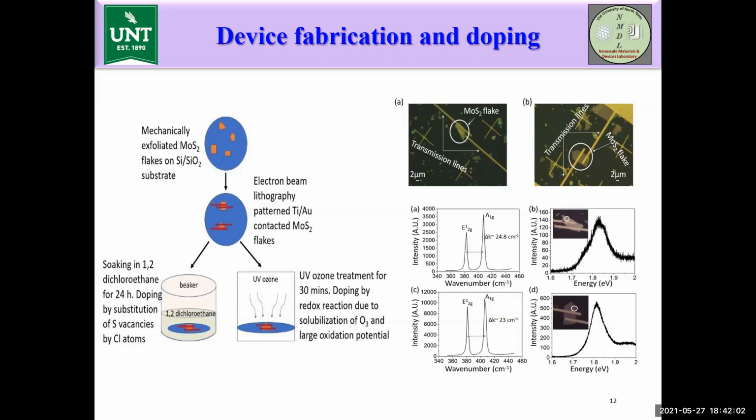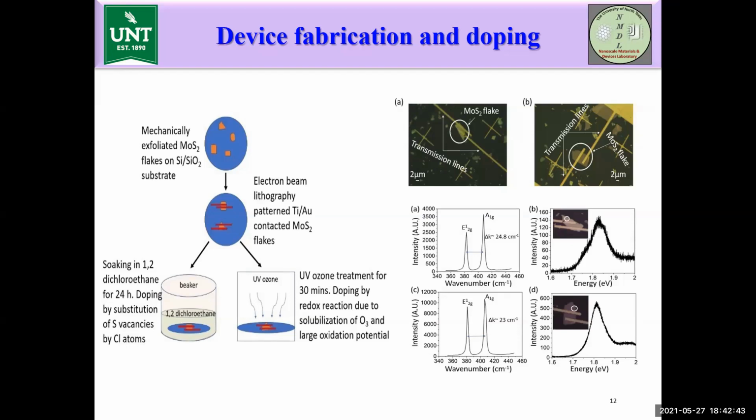when you expose it to the UV ozone, there is always some moisture present on the surface of your sample, out of the 2D materials, which facilitates absorption of O3 molecules. And once it's absorbed, it undergoes a redox reaction due to the large oxidation potential difference between O3 and MoS2. MoS2 has a highly negative redox potential compared to O3, so it gets oxidized pretty easily, and the charge transfer takes place from MoS2 to O3, and that's how it becomes P-type after doping.